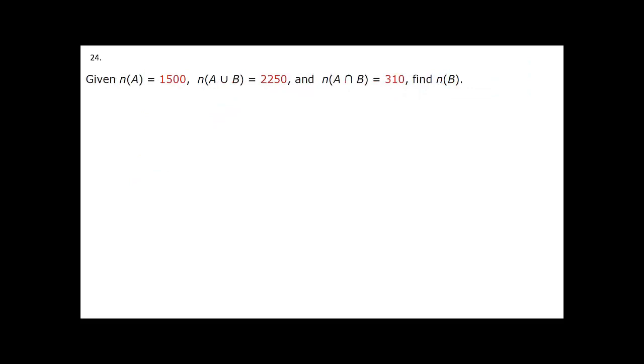25. Given the number of elements in set A is 1500, the number of elements in A union B is 2250, and the number of elements in A intersect B is 310, find the number of elements in B. Now, you can do the inclusion-exclusion principle, or you can just draw Venn diagrams and figure it out that way, and you probably can just play around with a little of both. But let's take a shot at it using the inclusion-exclusion principle.